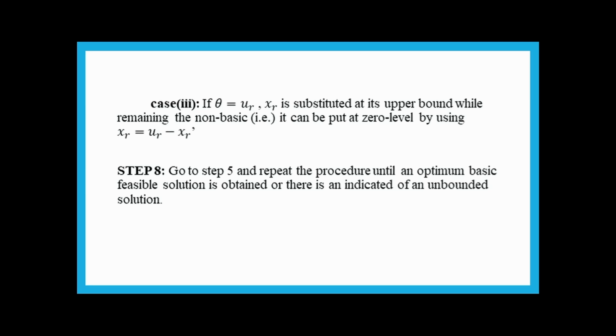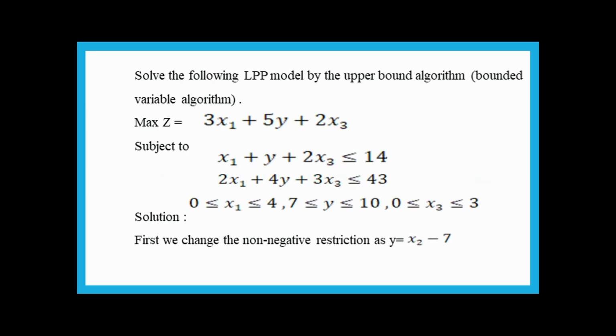Now we have to see one example. Solve the following LPP model by the upper bound algorithm, which means the bounded variable algorithm. The LPP is: maximize z equal to 3x1 plus 5y plus 2x3, subject to the constraints x1 plus y plus 2x3 less than or equal to 14, 2x1 plus 4y plus 3x3 less than or equal to 43.